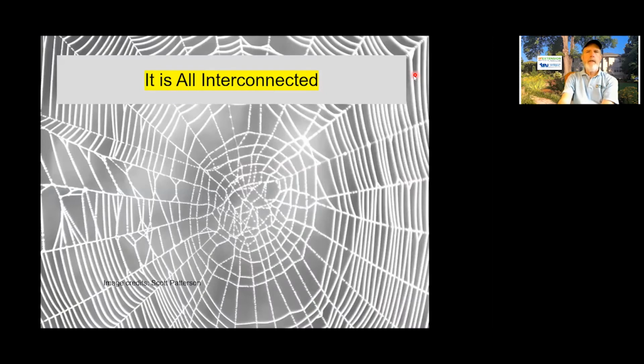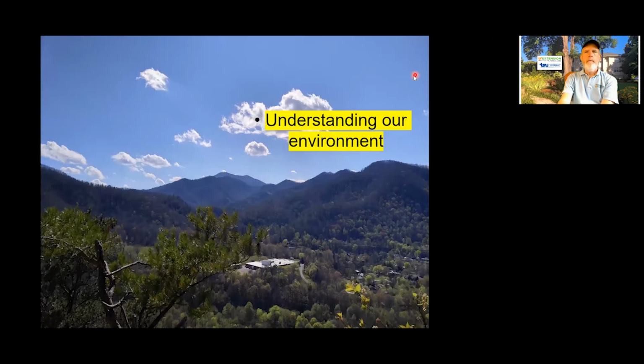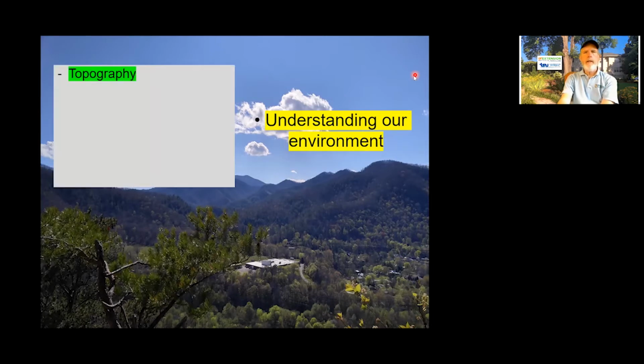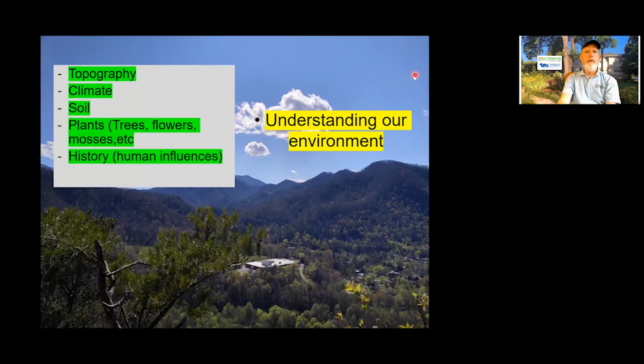All these things, the land, the water, the insects, and everything, are interconnected, almost like a spider web. We have to understand the environment. It's important to understand all the parts of this. If we're going to even talk about the trees, we want to talk about the topography, which is the physical nature of the land. We want to talk a little bit about the climate. That's going to make a difference in what trees grow where. The soil, of course, is going to be key. The plants, trees, and flowers all work together in this network of nature out there.